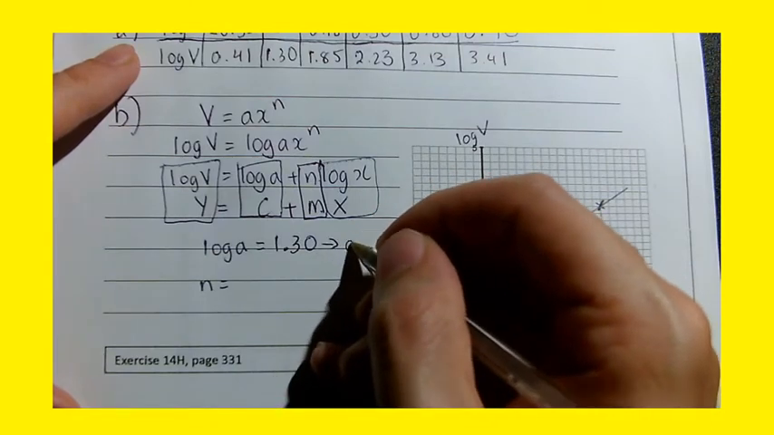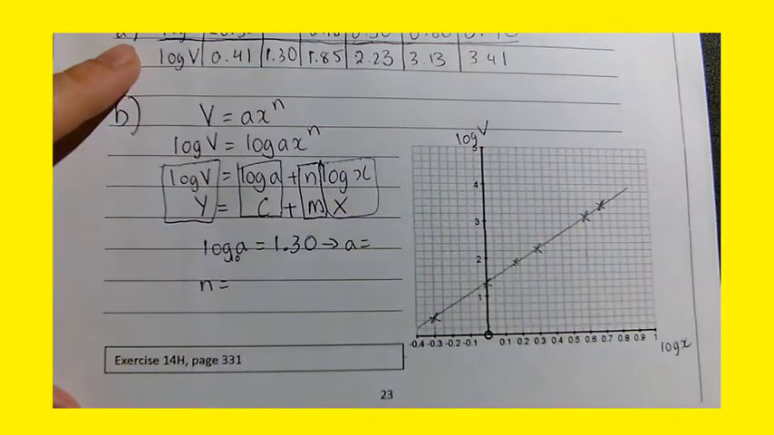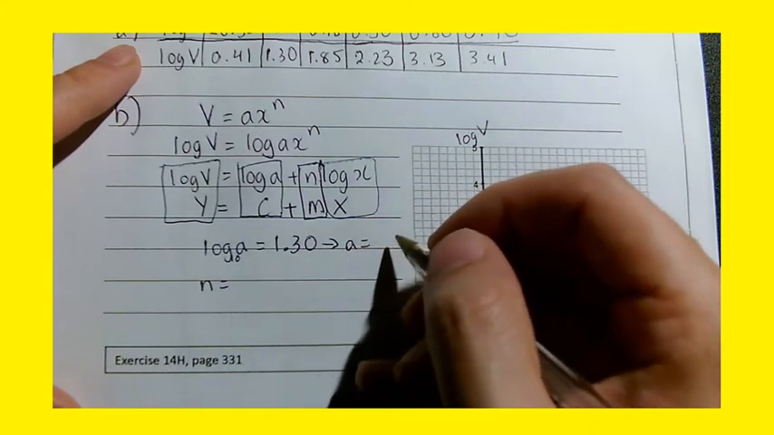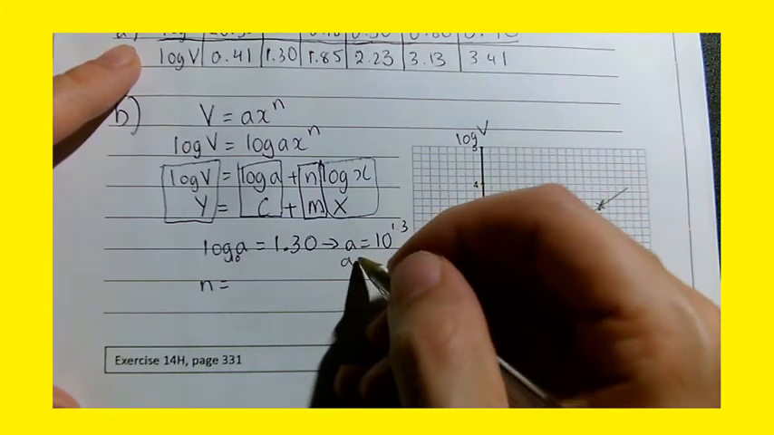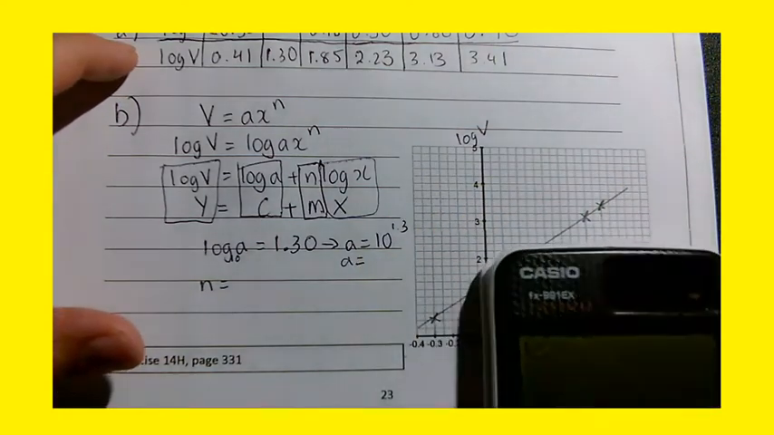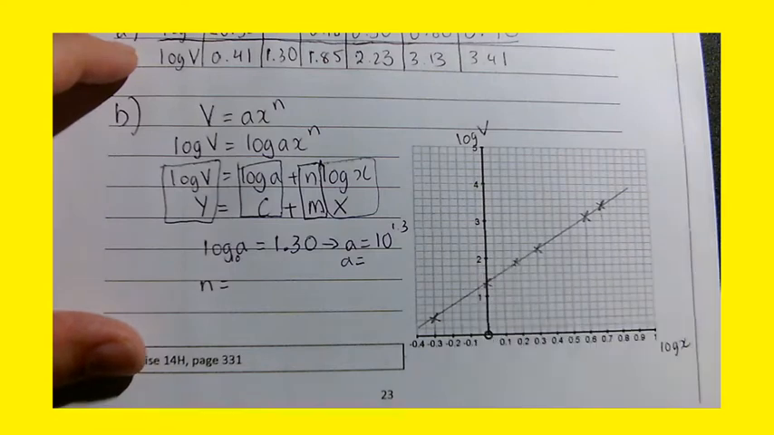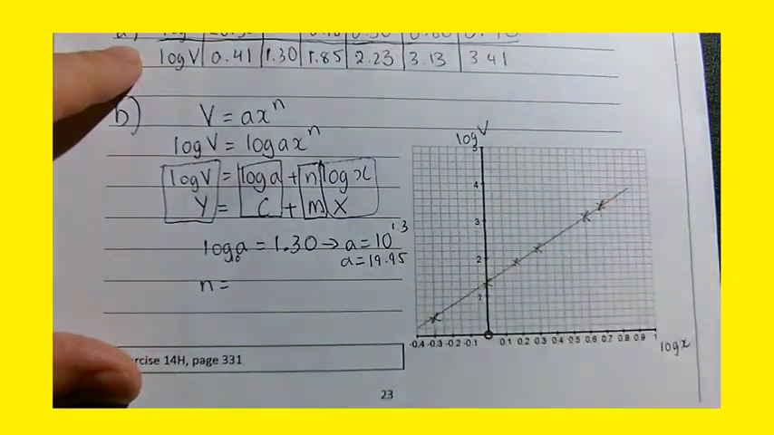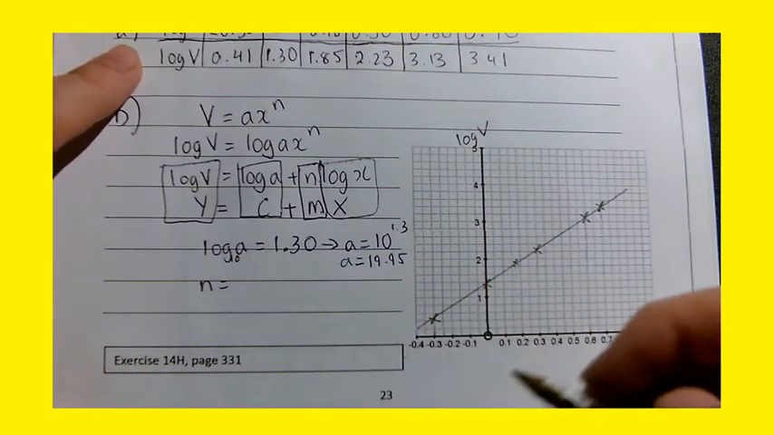Now let's look at part A. Log a equals 1.3, log base 10 to the power of a equals 1.3. That means that a equals 10 to the power 1.3, which is 19.95. Okay, and n is the gradient.